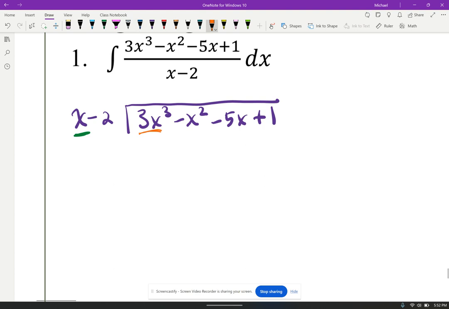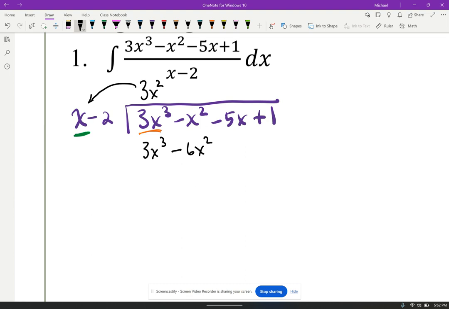So here's the question. What times x would give me 3x to the third? What would I multiply times x? Whatever's here times this should give me the orange part. And if you said 3x squared, you'd be correct. 3x squared times x does give me 3x to the third. But if I multiply it times that, I have to multiply it times this minus 2. And when I multiply this times this, I'm going to get minus 6x squared.